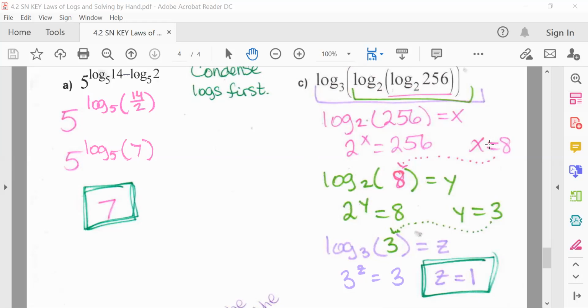You can groan and roll your eyes that it took that much work to get to the answer of 1. It's okay. We good? Any questions here?